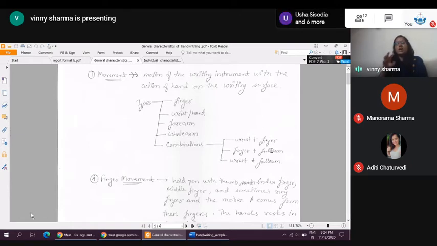And in case of wrist plus forearm movement, again this type of writing will be fast, wavy, giving more lateral displacement than the finger. Presence of connecting strokes will be there. So I guess this movement part is clear to everyone.